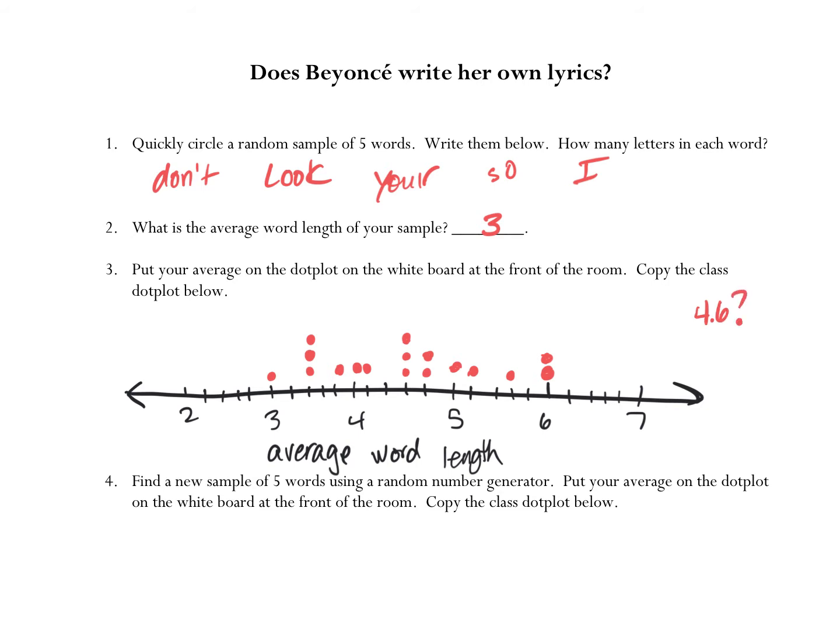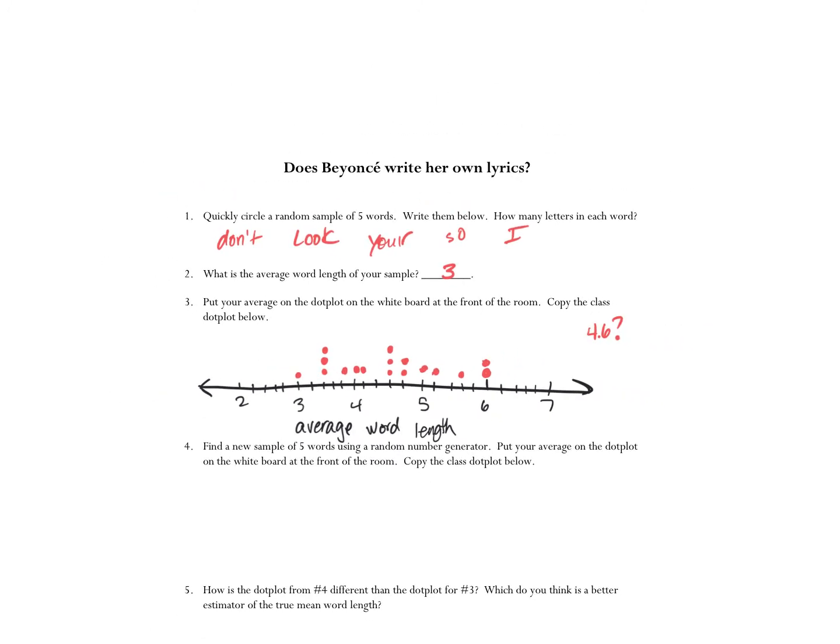All right. Now, for this next part, instead of trying to eyeball random, let's see what happens when we use a chance process to get a random sample of these 5 words. So go ahead and turn to this other page where it's numbered. That was done on purpose. The other thing I'm going to ask you to do is take out your calculators, please.